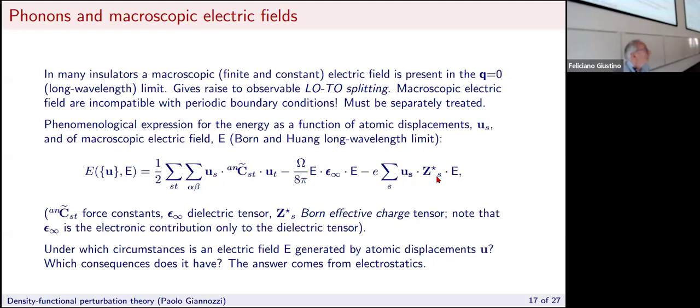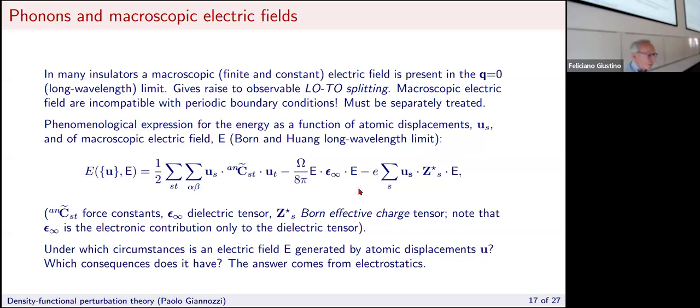And then there is a term that couples the electric field and the displacement. It is a quadratic term in which the two variables are different, so it is the term that couples the nuclear displacements and the electric field. This term here, this Z star, is called the Born effective charges.